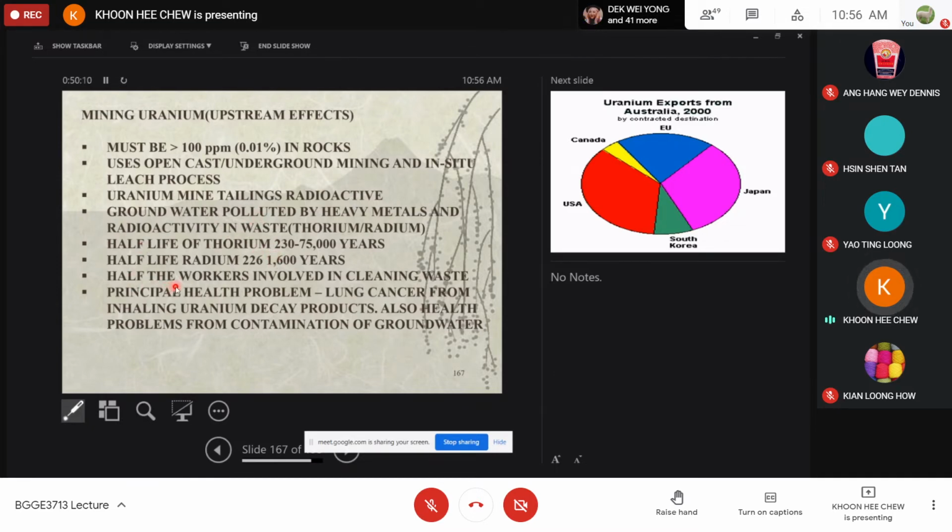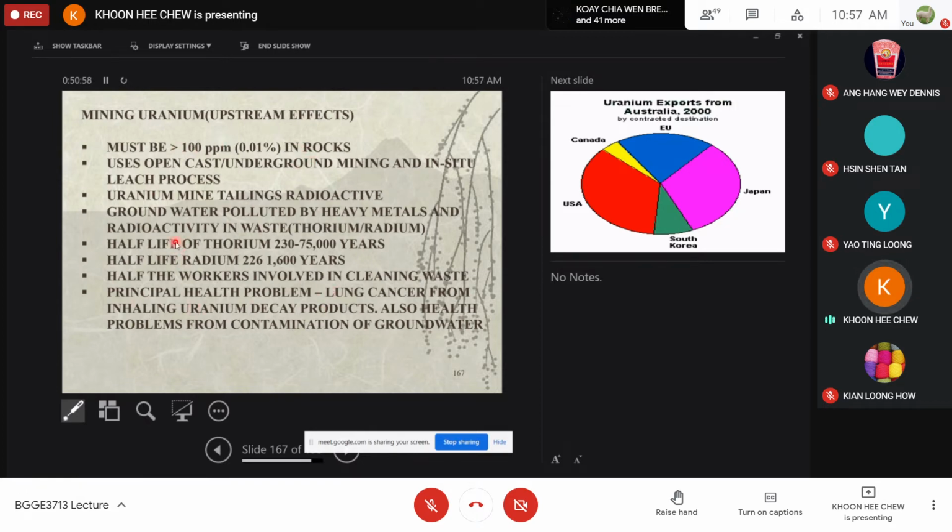Half the workers are involved in cleaning the waste. The principal health problem is lung cancer from inhaling uranium and decay products. There are also health problems from contamination of groundwater. So this is a problem faced by the upstream, the mining of uranium. When we talk about energy supply, for example hydroelectricity, we say that building a hydroelectric dam causes land pollution and needs a big piece of land. With nuclear energy, not only does building the power plant need land, but the mining process also causes quite a number of problems, as mentioned here.